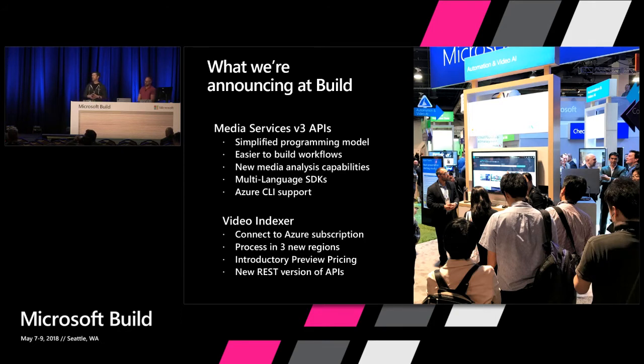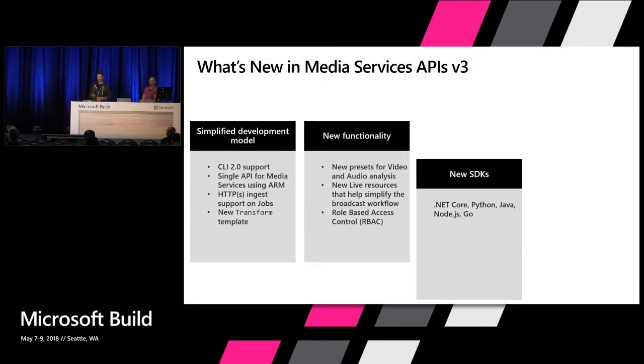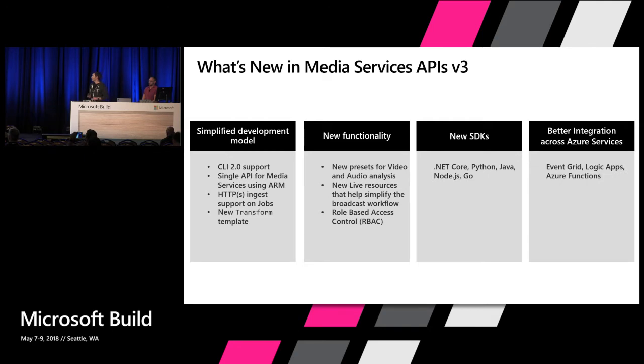You can also process in three new regions. We've expanded out our global footprint for Video Indexer. And we've also announced the introductory preview pricing, which Martin's going to go over shortly. There is also a new REST API on the Video Indexer side. We've versioned the API there, and we've added a lot of new capabilities. And next, I'm going to go through some of the new API features on the media services side.